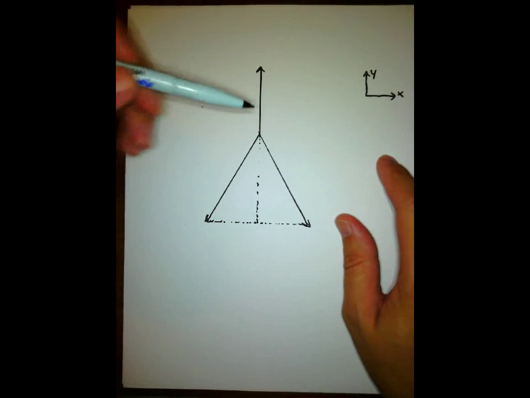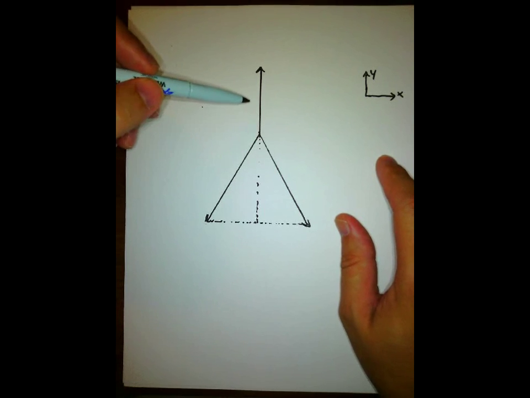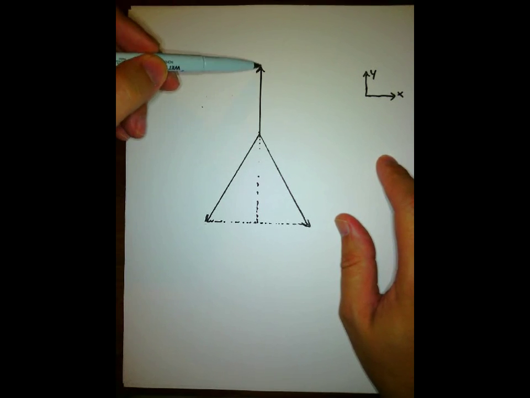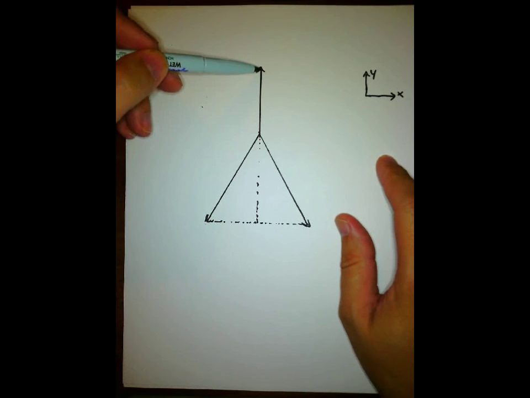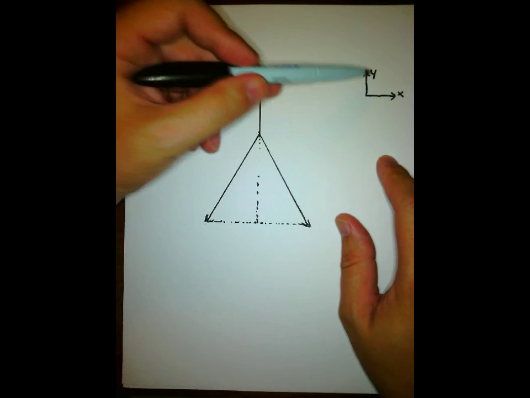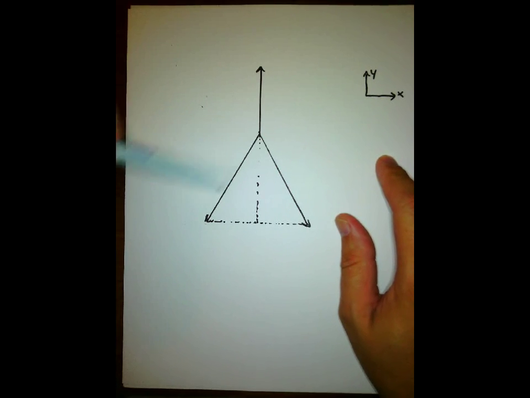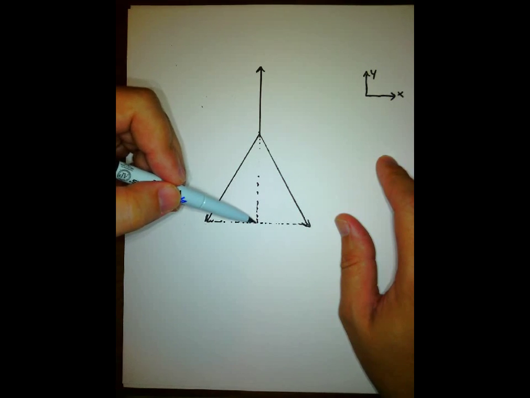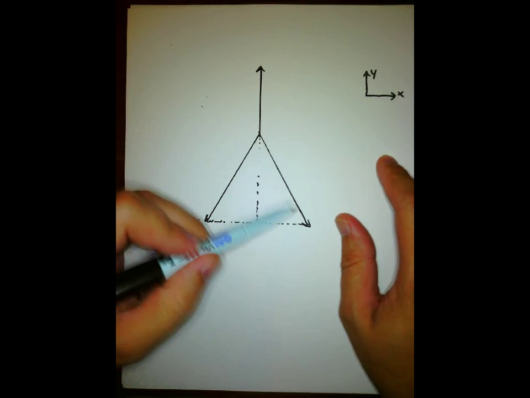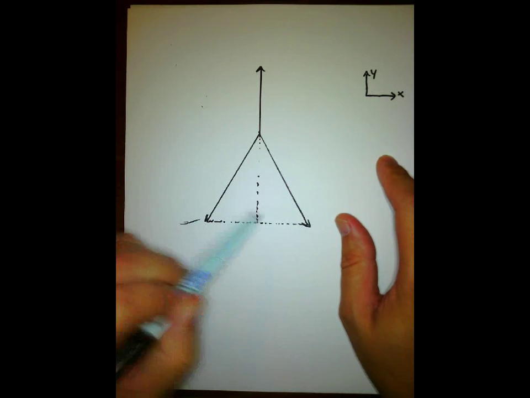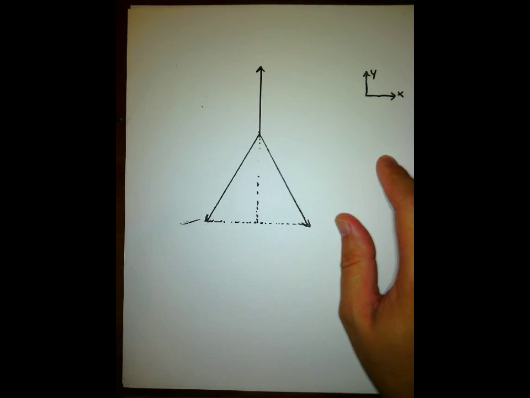Alright, so back to the free body diagram. This vector is all y component, it's vertical, so the magnitude of this vector is all in the y direction. But these vectors are the only ones that give us any forces in the x direction. And we see that as far as x direction goes, this vector is down and to the left. This one's down and to the right. So this one goes to the left. This one goes to the right.